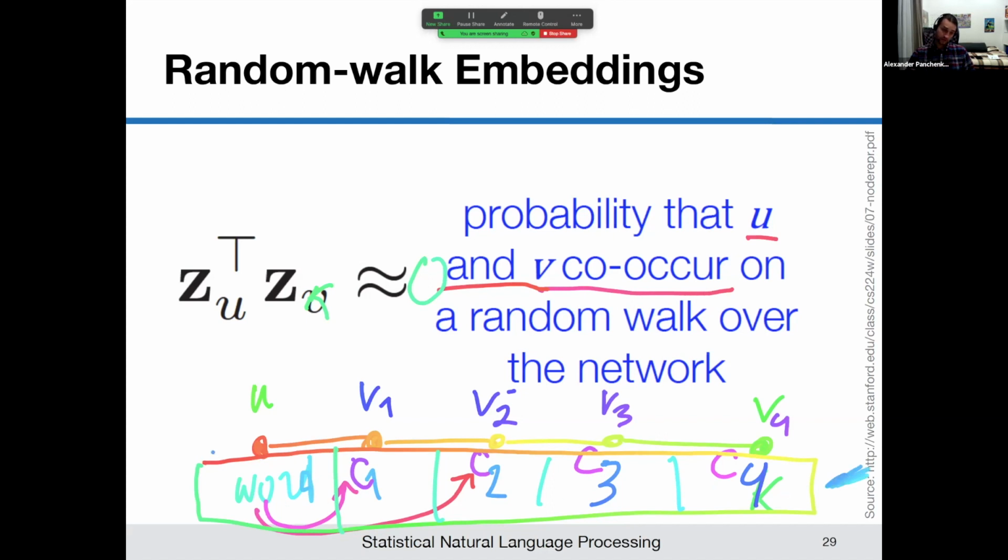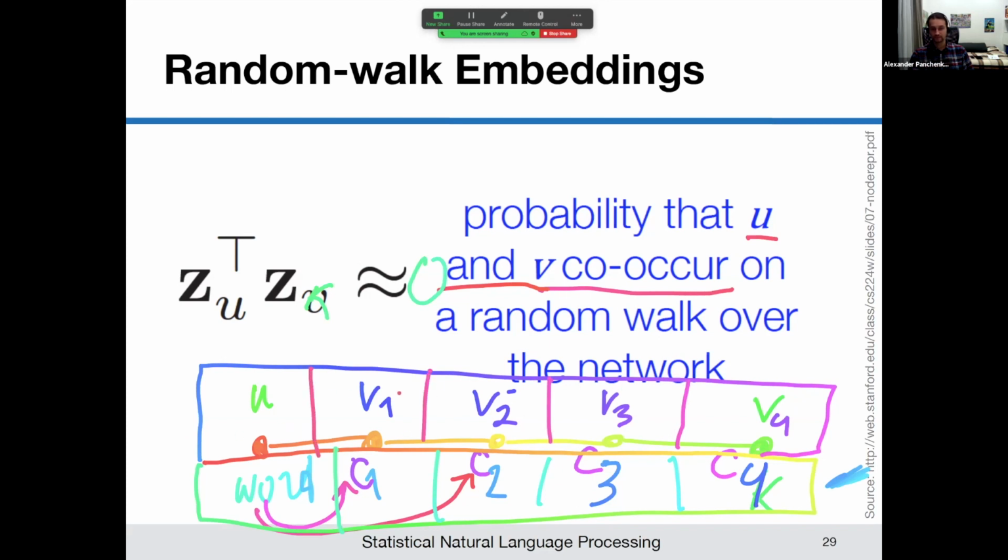And in the case of a graph, you don't really have this linear structure. Instead, what you do is substitute these linear structures, so basically you generate these context windows, linear structures, through these random walks, and then the rest is more or less the same.